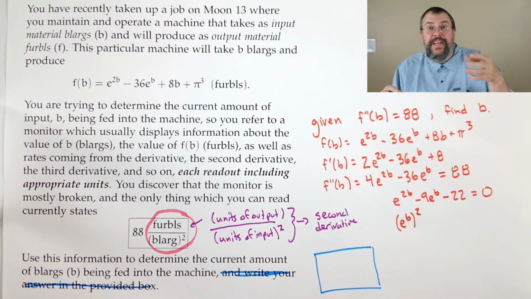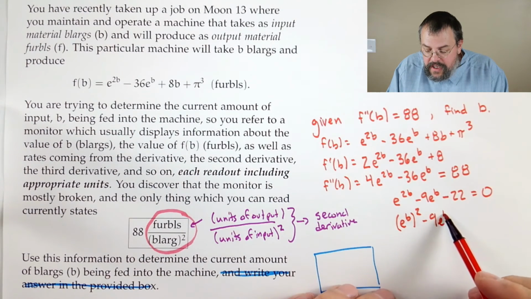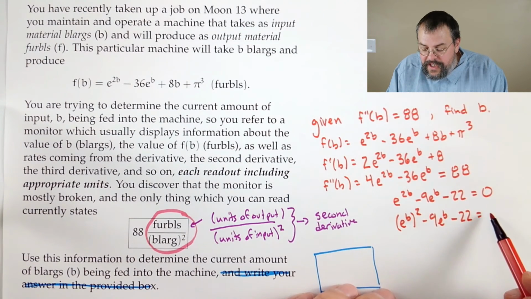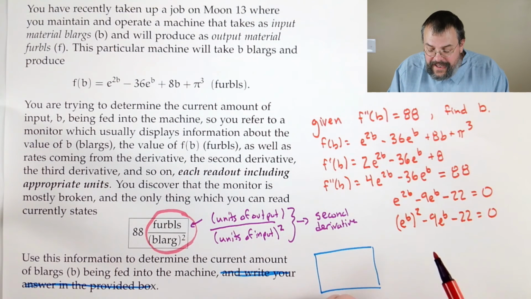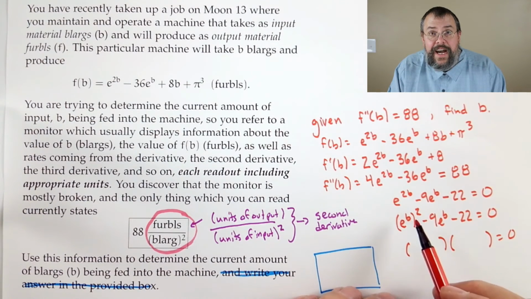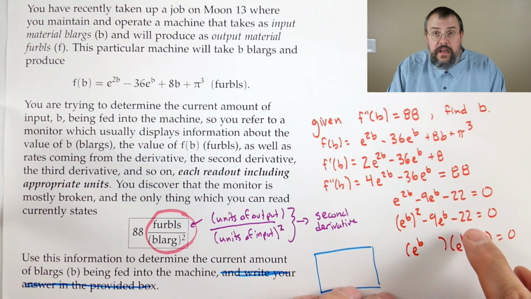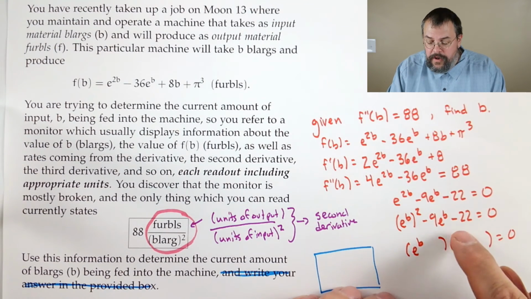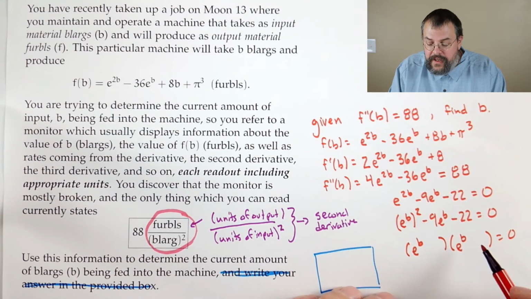e to the 2b, e to the b squared, minus 9e to the b minus 22 equals 0. So we now factor. What do we end up with? Well, e to the b, that's like what we're factoring, right? So it's e to the b, e to the b. And then we want two things that multiply to 22. One of them is positive, one of them is negative, and combined together when we add they get to negative 9. So minus 11 plus 2.